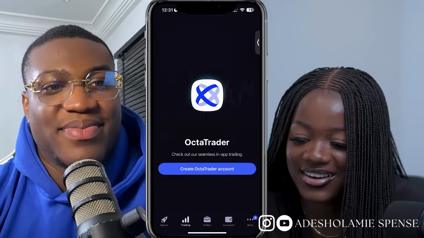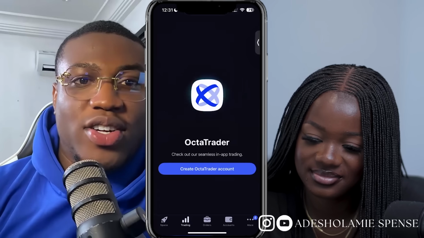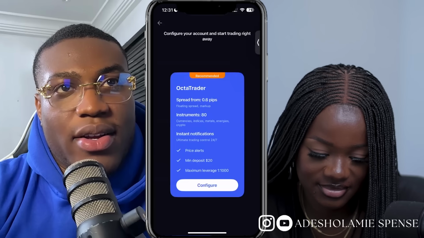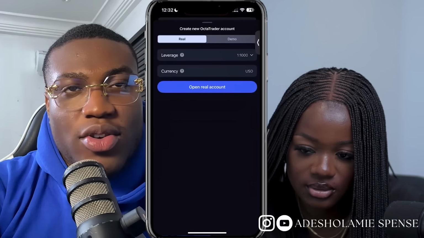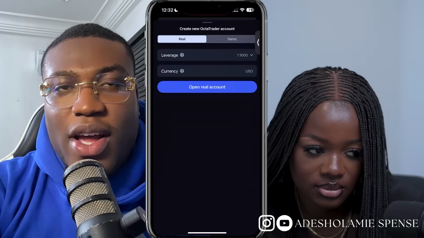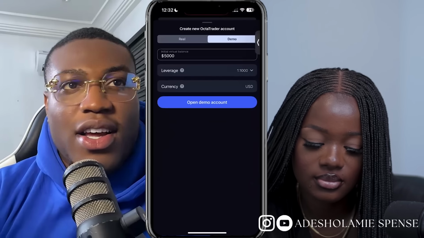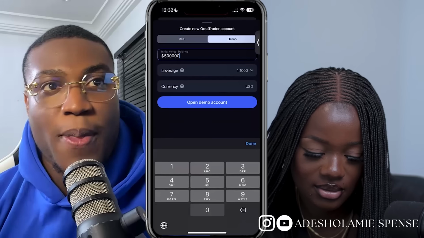Now, I guess it's time for you to run me through how to set up my account. All right, so this is what we have. Yeah, so you want to click on Create Octa Trader Account. Octa Trader. You can click on Configure. So here we have Real and we have Demo. Now, Demo is the demonstration account where you can practice. As you can see, you can even choose the amount you want to start trading with.